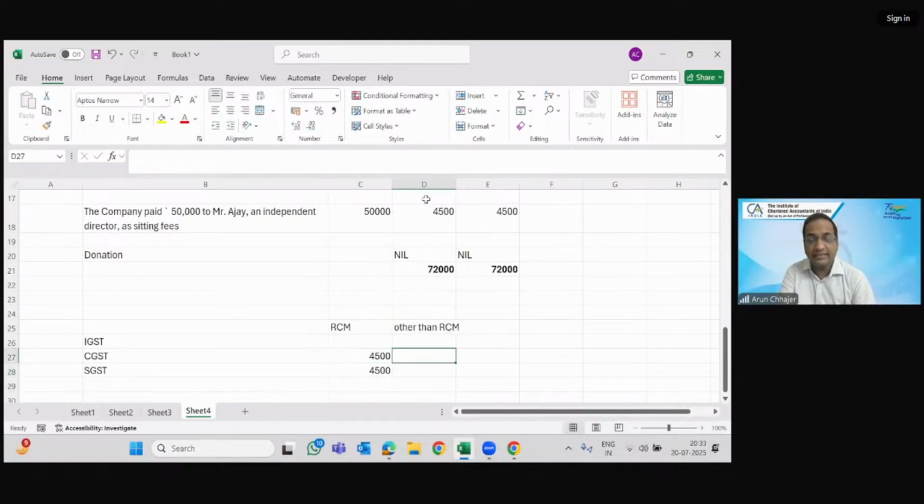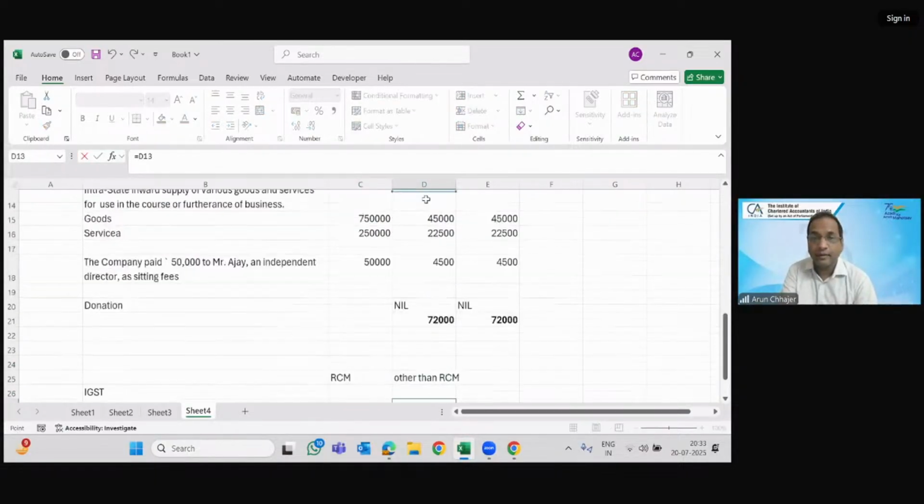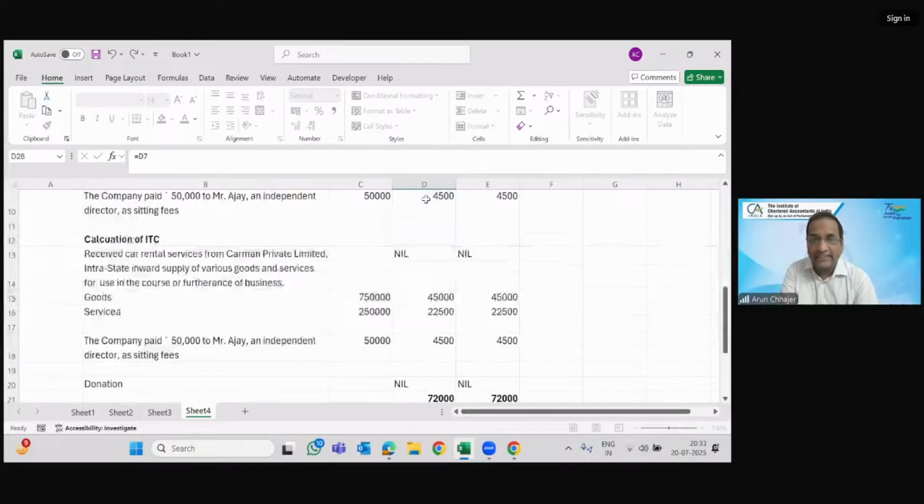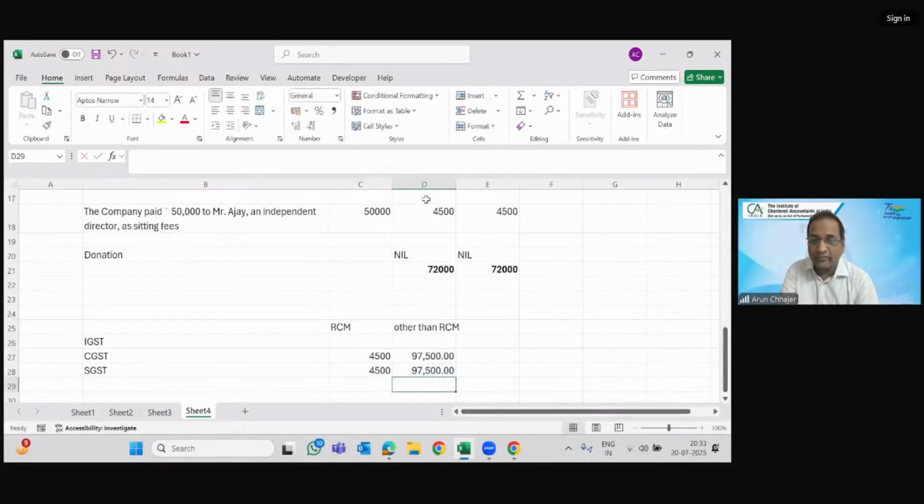Okay. What is the other than RCM? My total liability is 97,500 other than RCM, for which I can use the ITC. But can I use the ITC for RCM? The answer is no, which we have discussed. Now tell me, there is no point to discuss. There is no cross utilization. It is very, very simple.